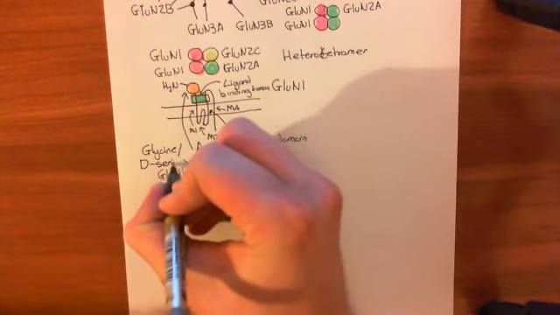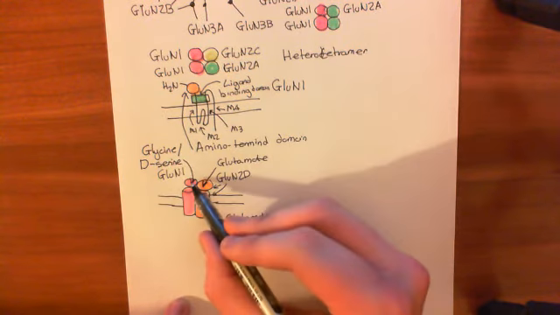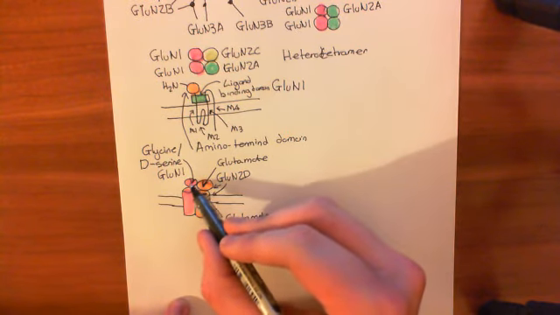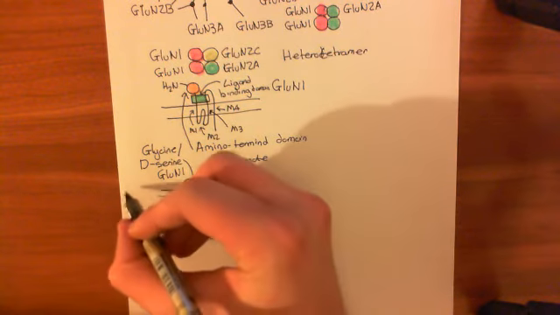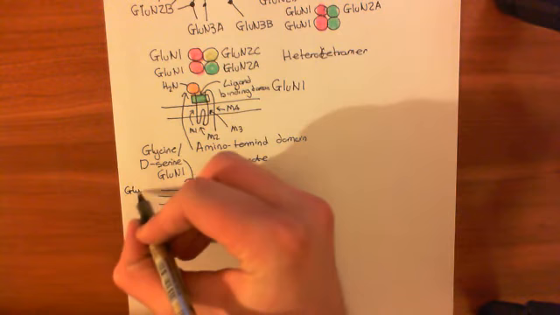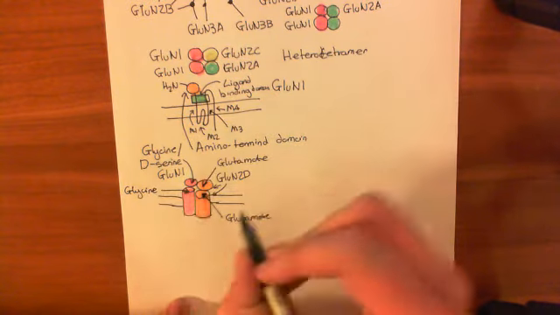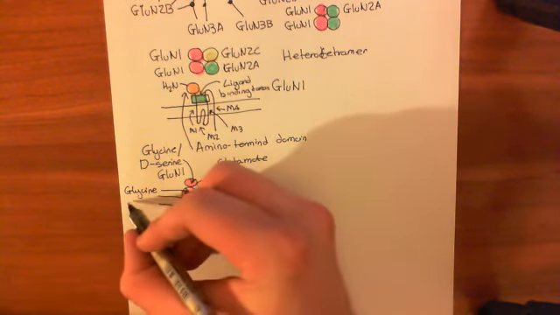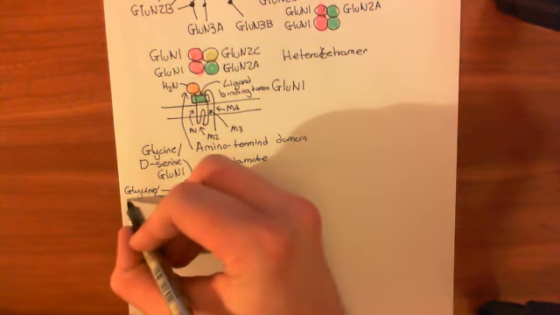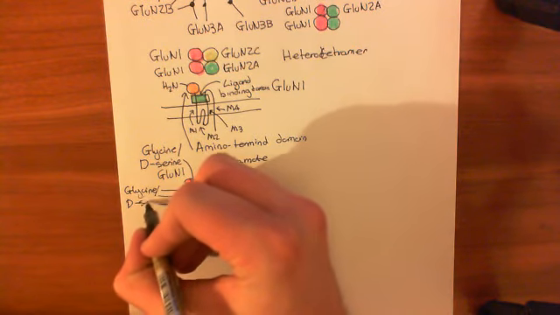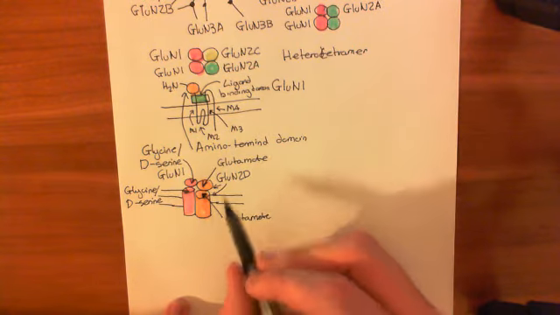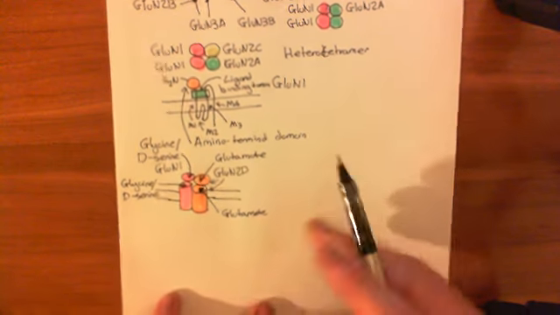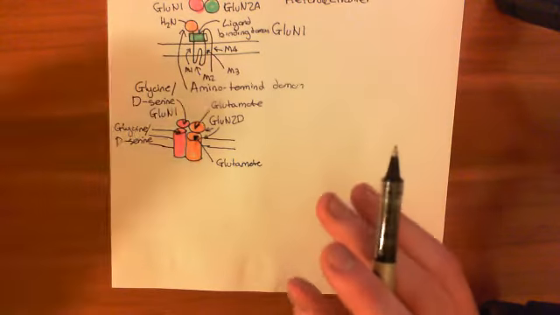So glycine or D-serine has to bind to the ligand binding domain of gluN1, and you also need another molecule of glycine or D-serine to bind to the ligand binding domain of the second gluN1 subunit out of which the NMDA receptor is constructed. So to activate the NMDA receptor, you need 2 molecules of glutamate and 2 molecules of either glycine or D-serine.